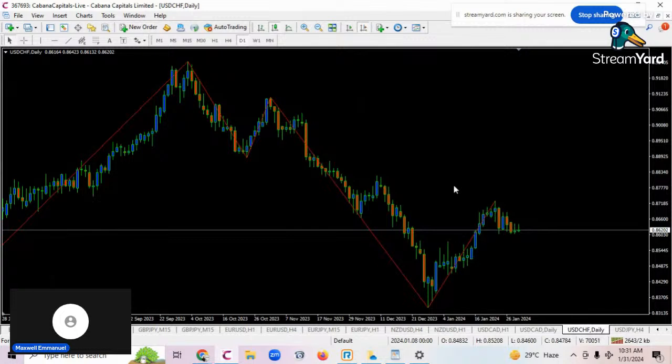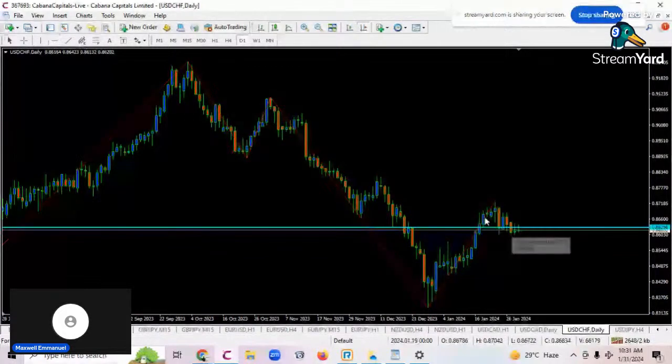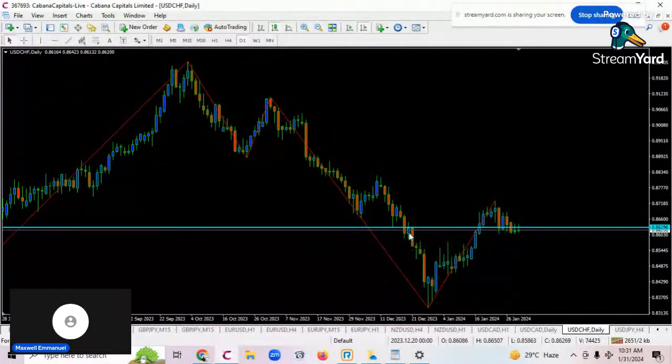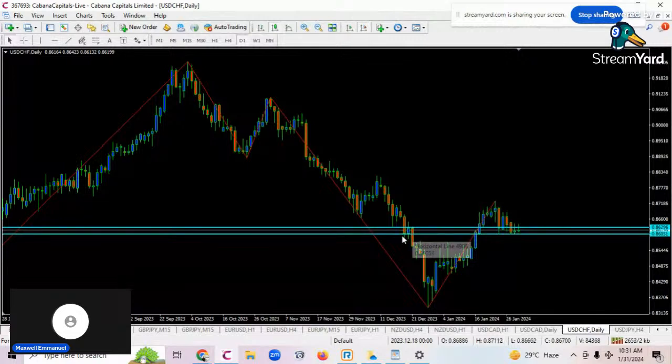First, you can see we had a resistance here, which became a support after this candlestick closed above this resistance. We also had a support here, which became a resistance. You can see this was a support. After this candlestick closed below this support, this level became a resistance.